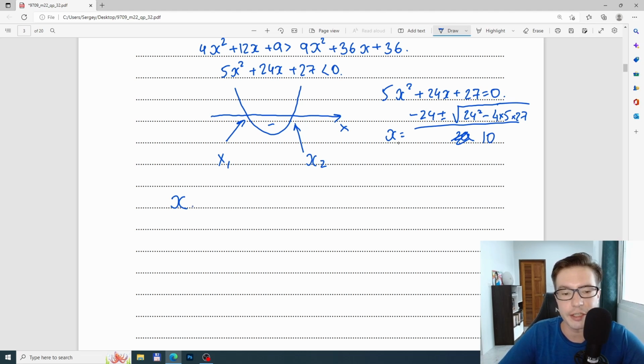When I take the plus sign in the formula, I will get x1 equals negative 3, and then x2 equals minus 1.8. And now my answer is going to be x is in between negative 3 and negative 1.8.